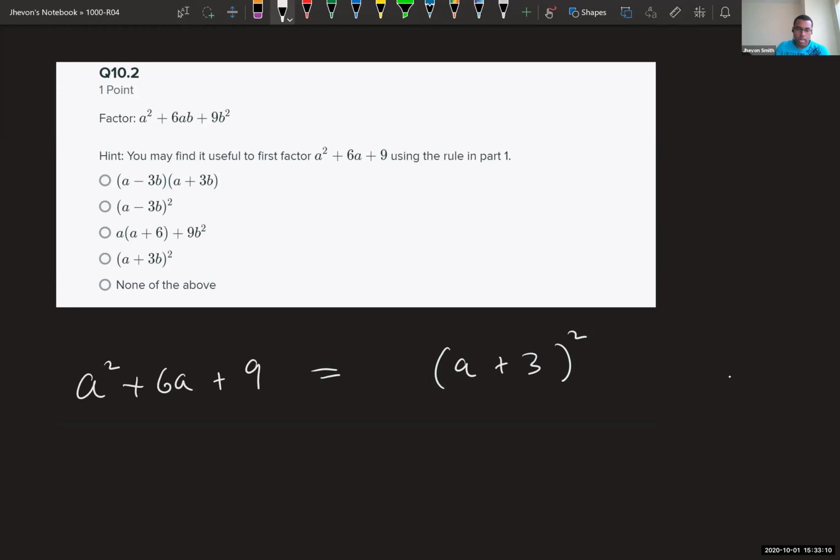Okay, because the middle term looks like 2 times a times 3, and the 9 is 3 squared. So it follows the pattern of the last one. You can also do the thing where you find 2 numbers where you multiply, you get 9, you add them, you get 6. So you get that. And then what you do is you just attach the b after the fact to the second term. And that would actually be the factoring. And that is here.